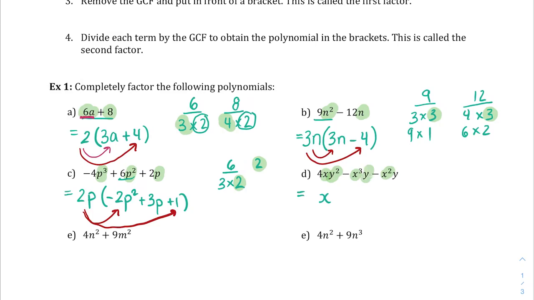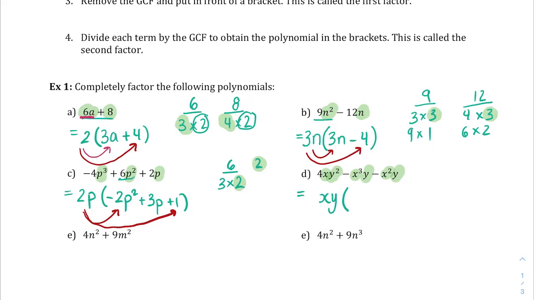And we look at the next variable. Oh, they all have y's. But again, we always pick out the lowest power of that variable. So it'd be y. Normally we look at the coefficients, but here all of them are just 1, 1, and then the other one's 4. So it's just greatest common factor of 1. Open up your brackets. So then you think backwards.